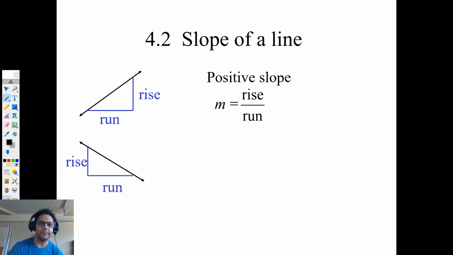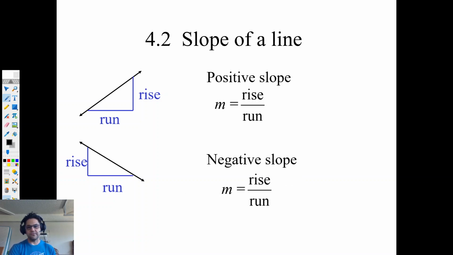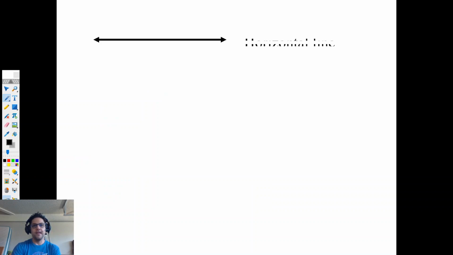This one's a little bit better representation of what I have students do. I would have students start here, and then count down, and then right. But again, negative slope, rise over run. Remember, fraction form to find your slope. Rise over run. We've got some special lines.